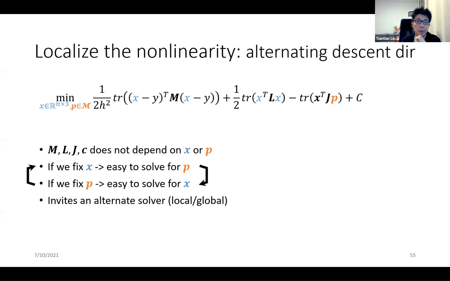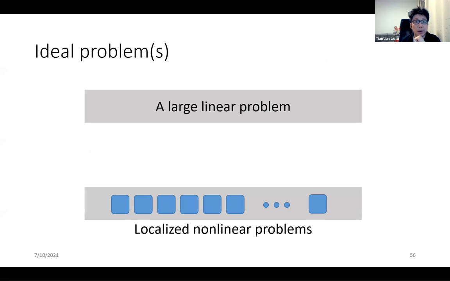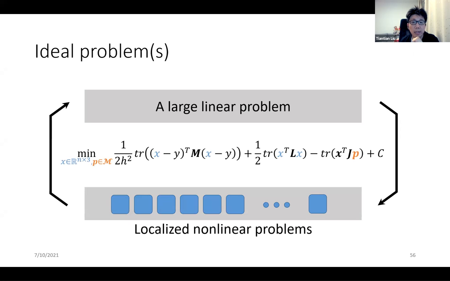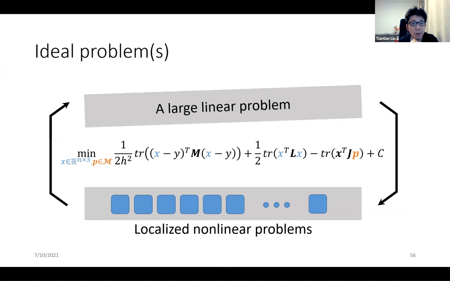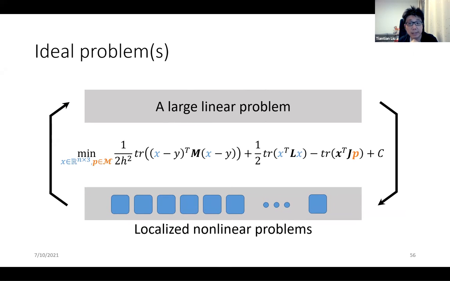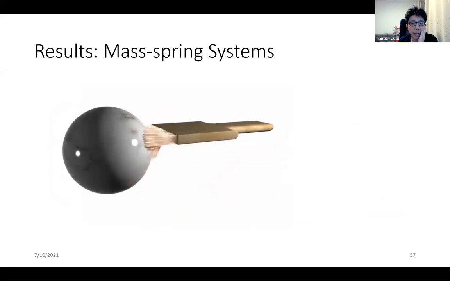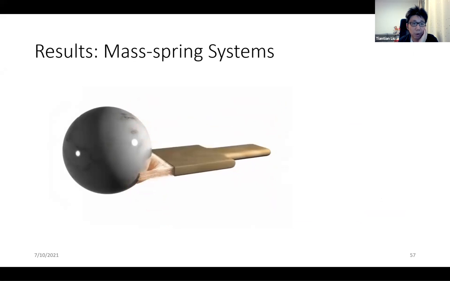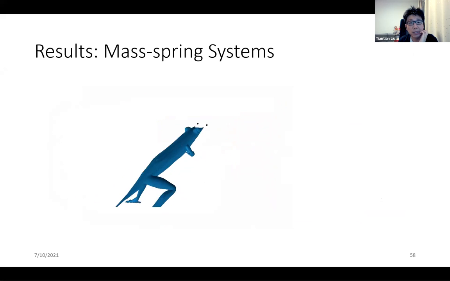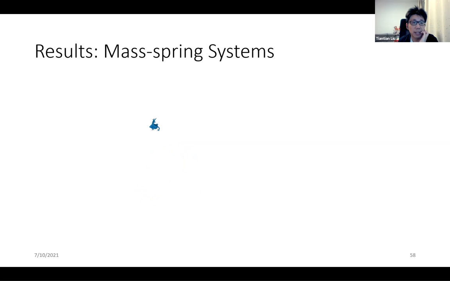That invites us a local and global solver, where in the local step, all the nonlinearities have been localized. We solve many, many small nonlinear problems to get the directions of the vector p. And in the global step, we only need to solve one large linear system to obtain x, where the system matrix can be pre-factorized. Here are some examples. For example, we can use the accelerated mass spring system to animate a brush or to shoot an elastic photometric frog.